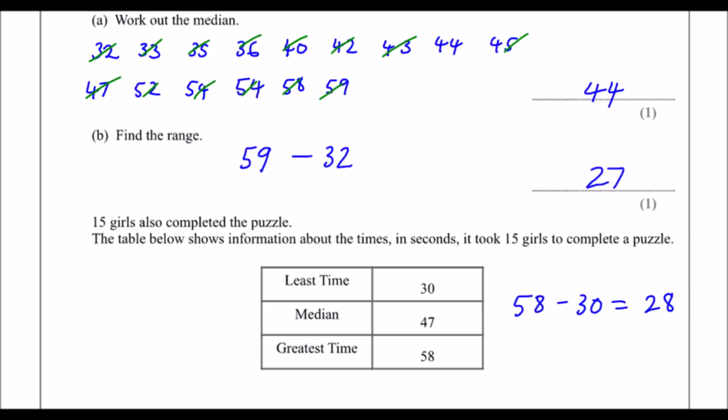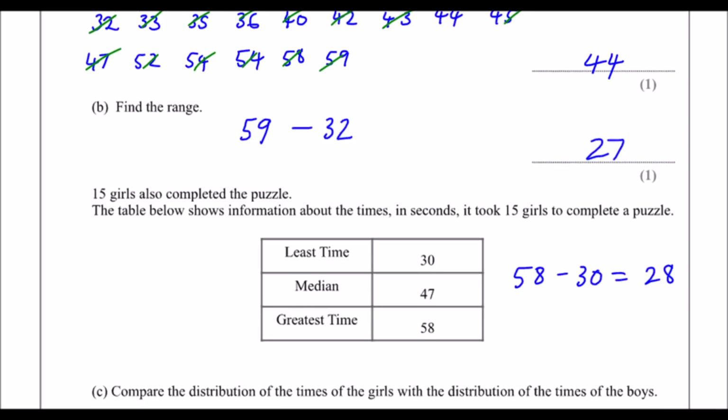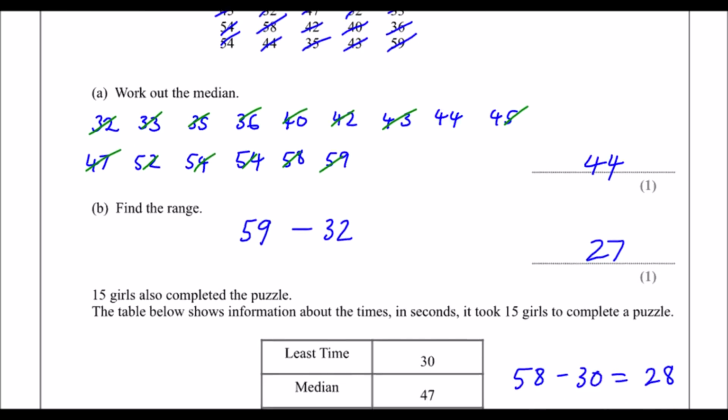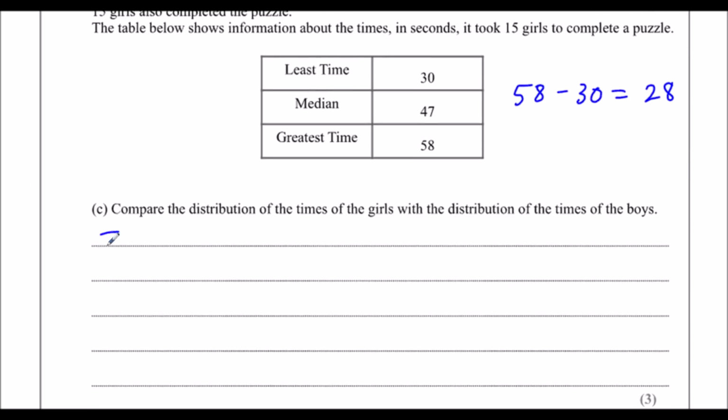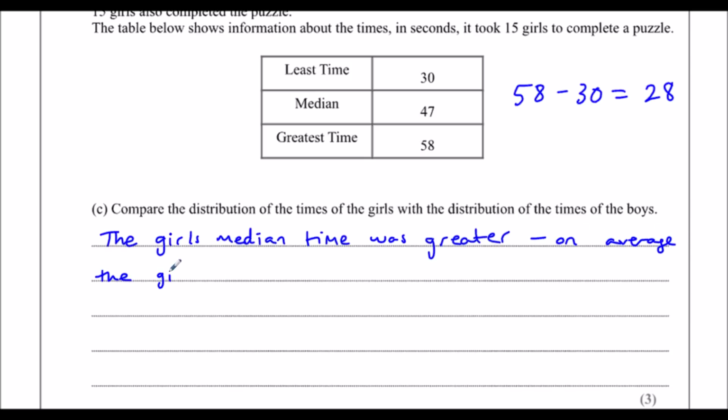So let's compare them. The boys' median was 44, the girls' was 47. So the girls' median time to complete the puzzle was greater. So on average, the girls took longer to complete the puzzle.